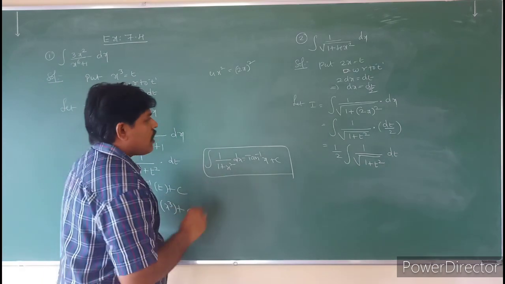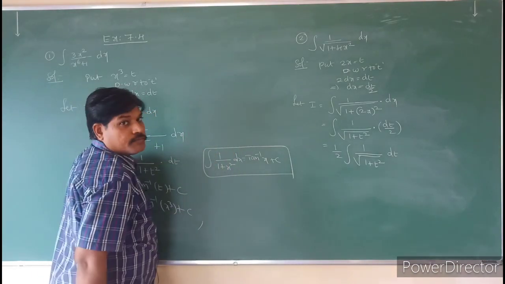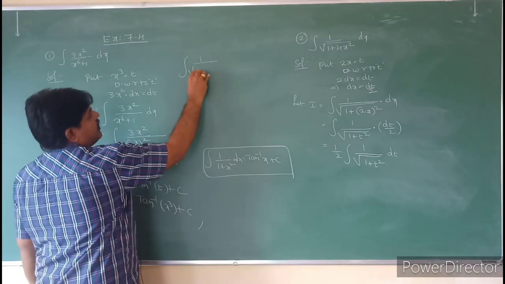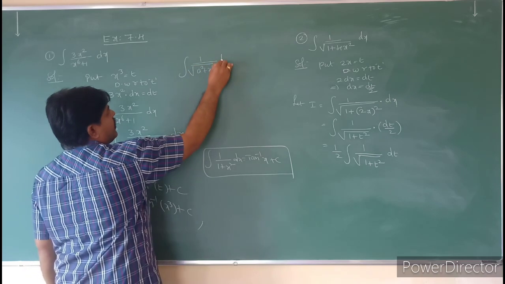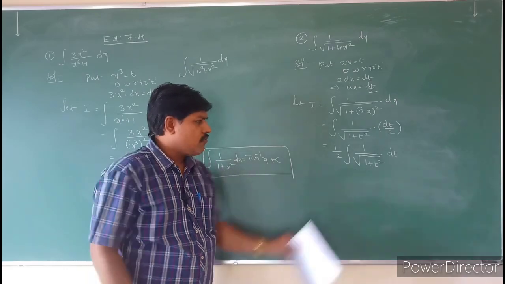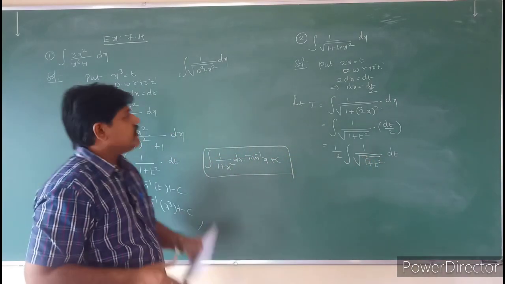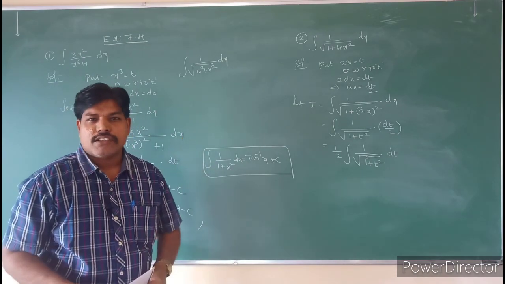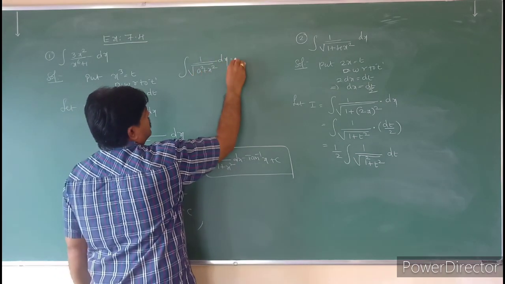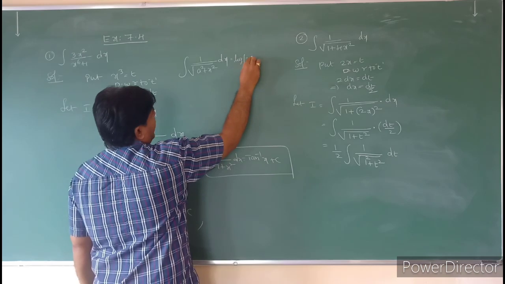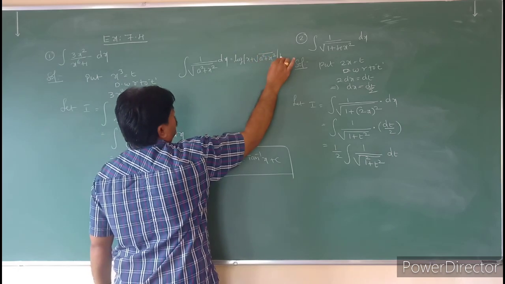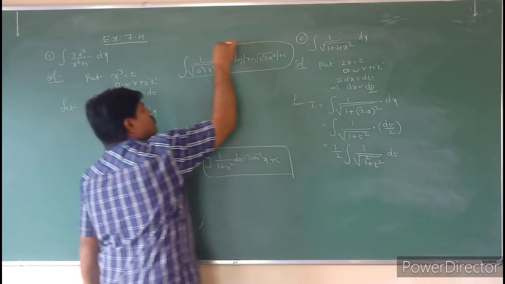What is this form? What is the formula for this? Anyone can tell? It is in the form of integral of 1 by root of a square plus x square into dx. Yes or no? 1 is nothing but 1 square. Yes or no? 1 can be written as 1 square. It is in the form of a square plus x square. What is the formula? 1 by root of a square plus x square is nothing but log mod x plus root of a square plus x square plus c.